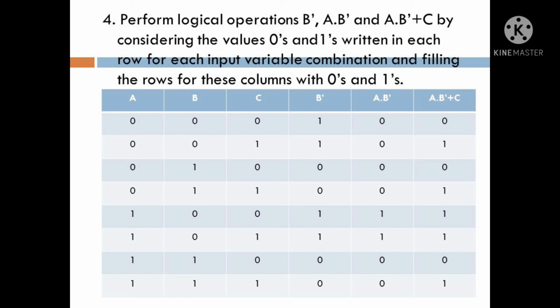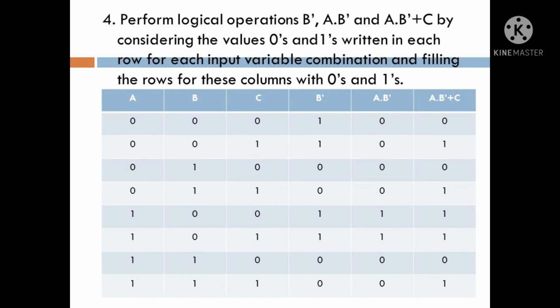Then next is a and b complement. Now we want to consider the a column and the b complement column. A is 0 and b is 1. If any one of the inputs is 0, it will be 0. A 0 and b 1, then the output will be 0. 0, 1, 0. Then 0, 0, it will be 0. Again 0, 0, 0. Then 1, 1, it will be 1. 1, 1, then again 1. 1, 0, it will be 0. Then 1, 0, it will be 0.